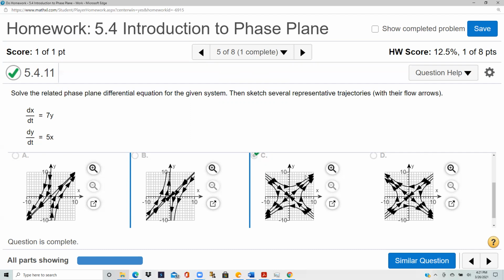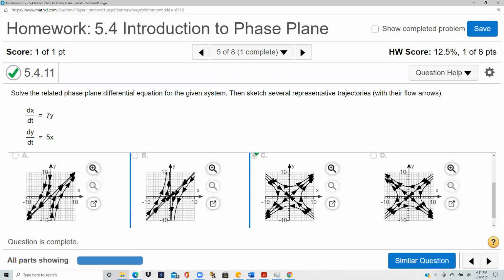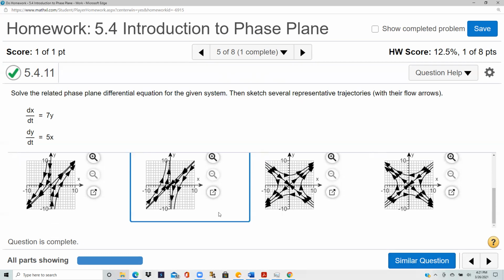And the other curves come from giving other values to C. Only when C is equal to 0 do you get this straight line and this straight line. But for other C values, you get hyperbolas like that. Okay, so that does number 5.